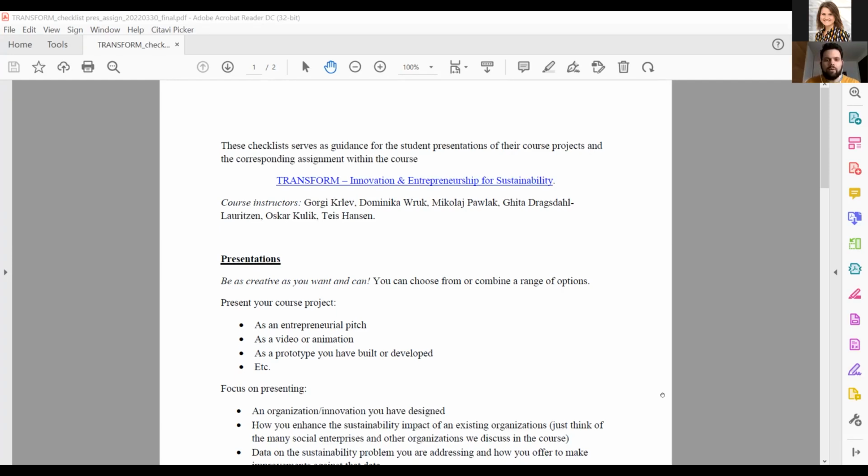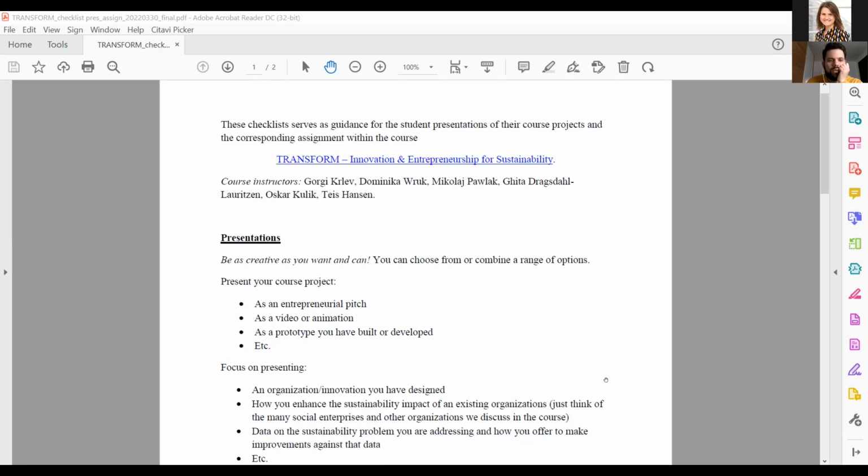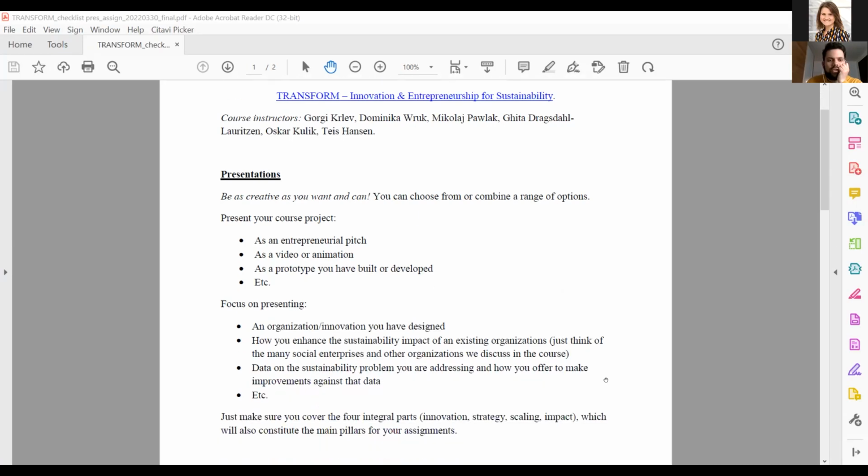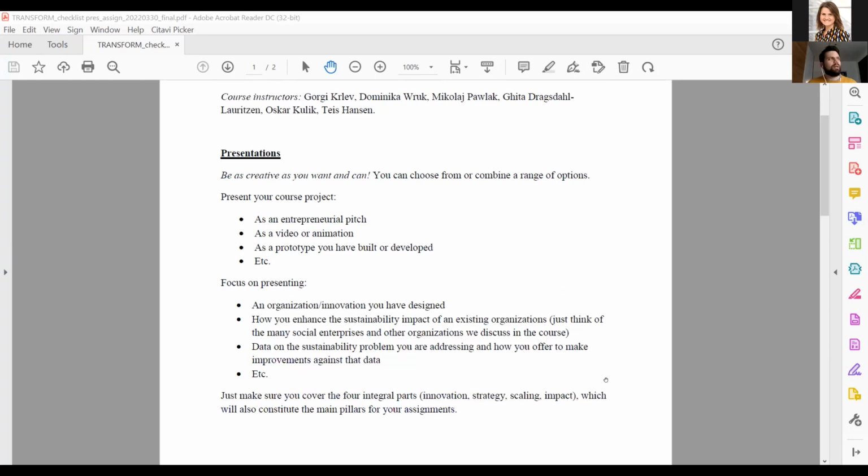But for now, I'd like to give you a brief overview of what can and should be in the presentations. I mentioned that, or we all mentioned that several times. In the presentations, we want you to be creative, as creative as possible, and as you want and can. So you can choose from a range of options. It's really totally up to you in terms of what you decide to do.